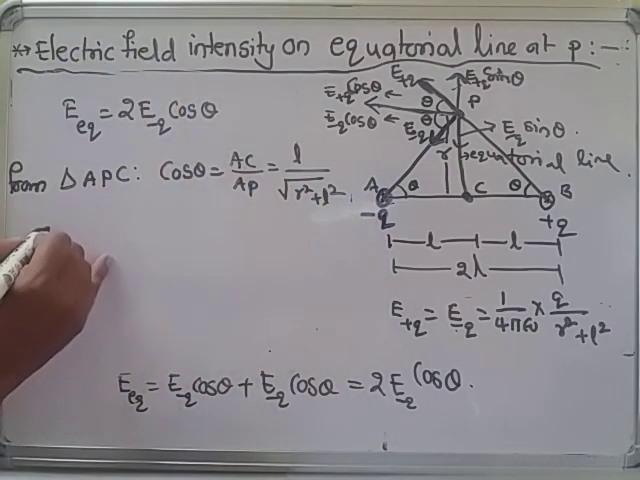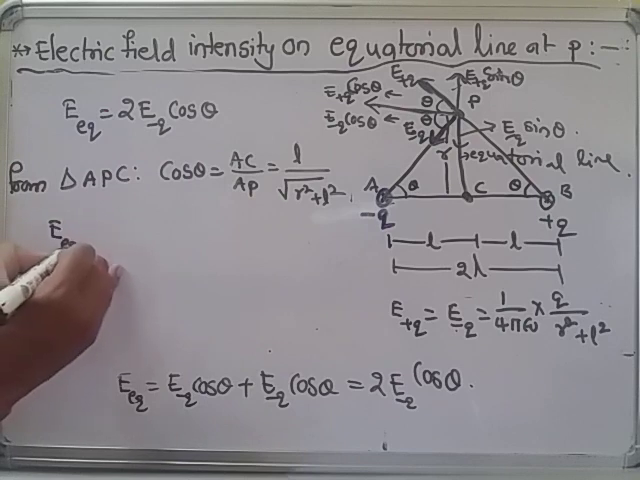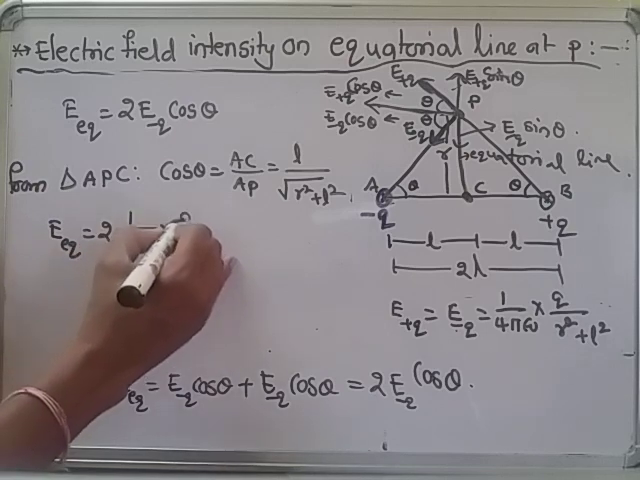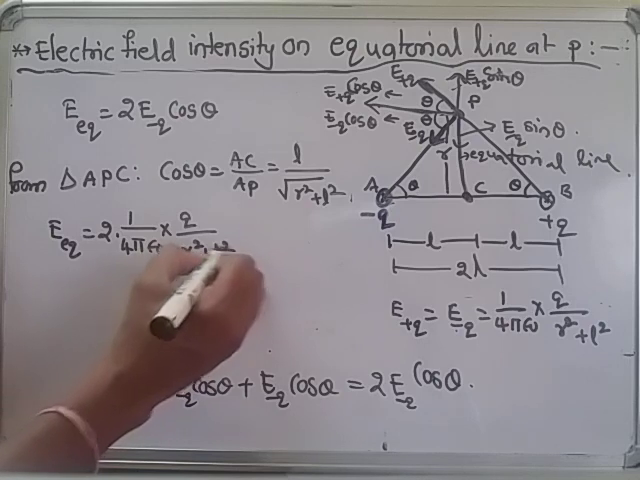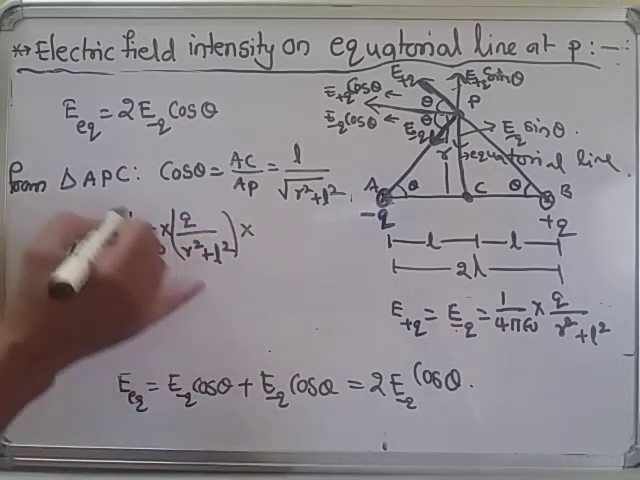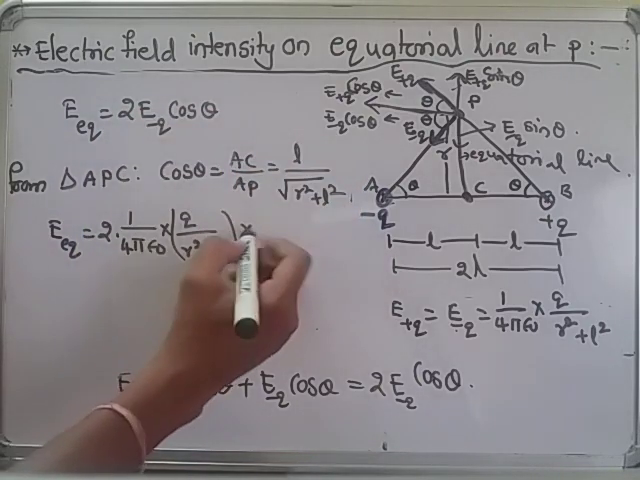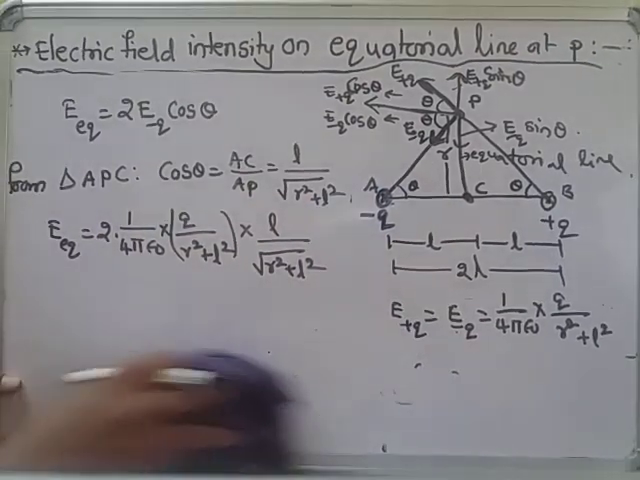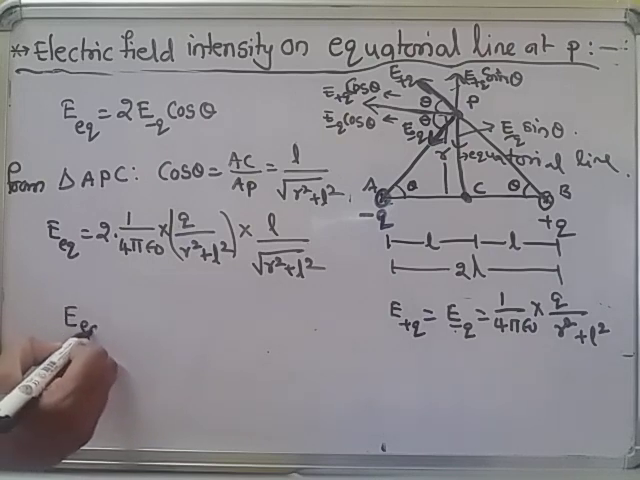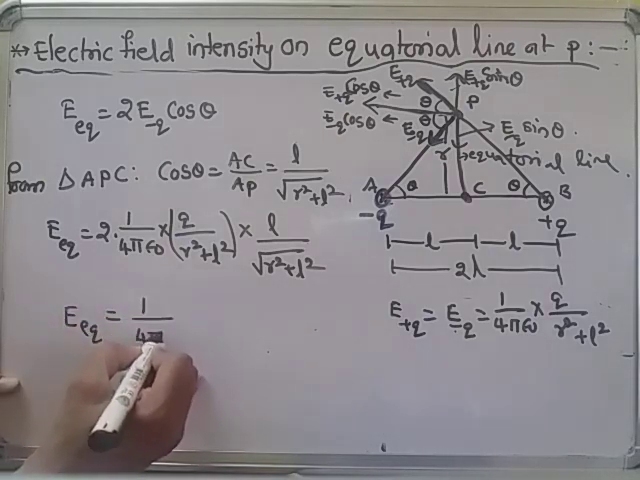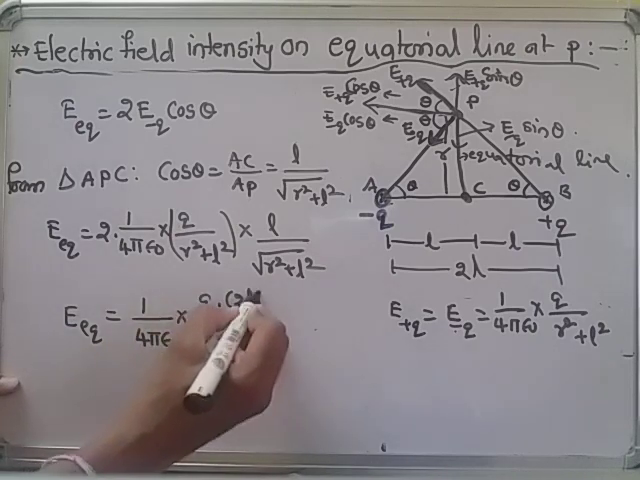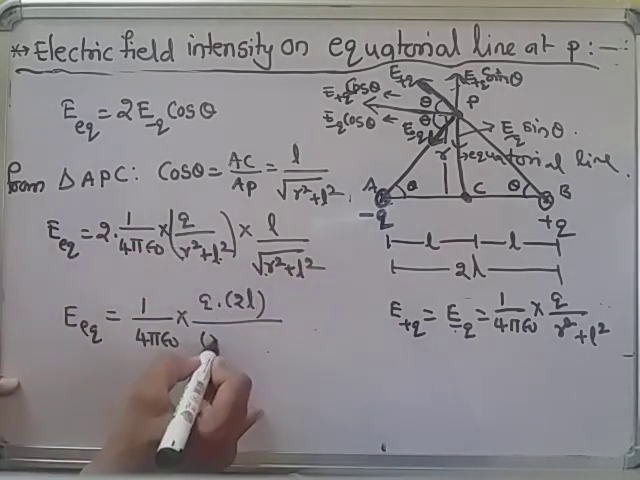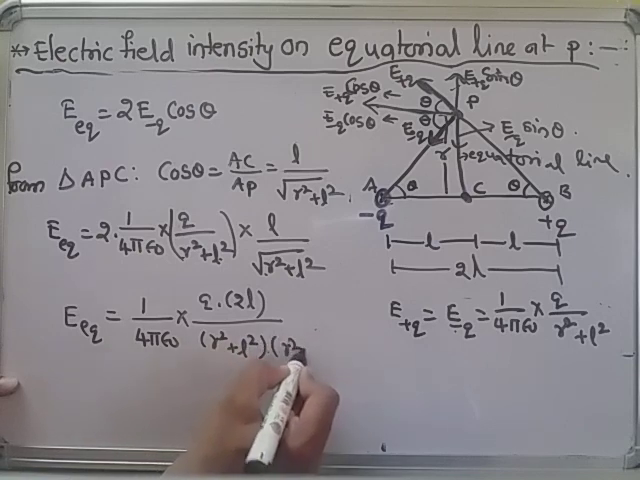Then we substitute all the equations in the above equation. E on equatorial line is 2 into E due to minus Q charge. What is that? 1 by 4 pi epsilon naught into Q by R square plus L square, that we derived already from equation 2. And cos theta is L by under root of R square plus L square. Finally we will get one formula: E on equatorial line is 1 by 4 pi epsilon naught into Q into 2L by R square plus L square whole power 1 by 2, times R square plus L square whole power 1 by 2.